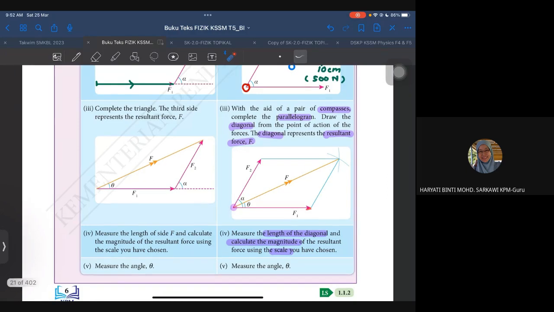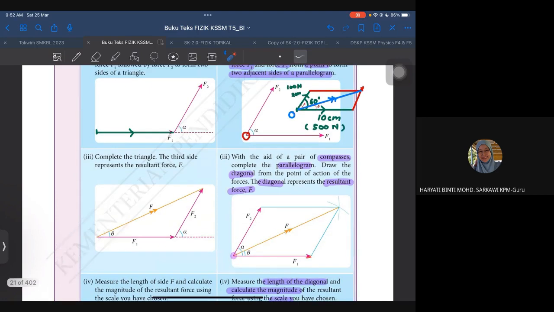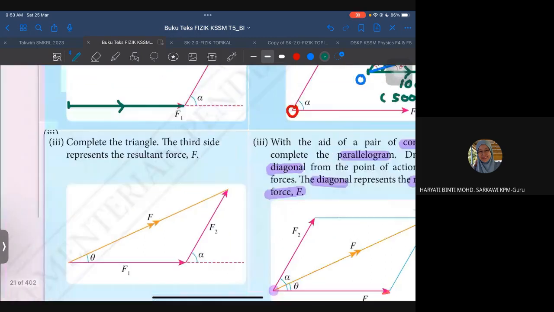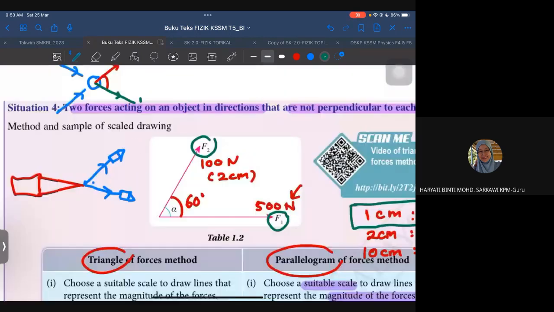Then, what if we draw like this? Can or not? Bolehkah like that? Can also. This one is actually you start drawing with F2. Okay, we try. But that will be harder. So I prefer to start with F1 because F1 is horizontal. We normally start with either a horizontal or vertical force rather than the one that has an angle. Okay, katakan you want to start with F2. Let's say you want to start with F2 following this diagram.